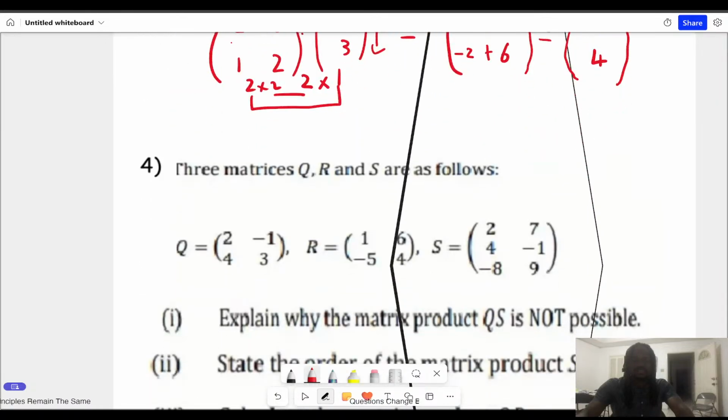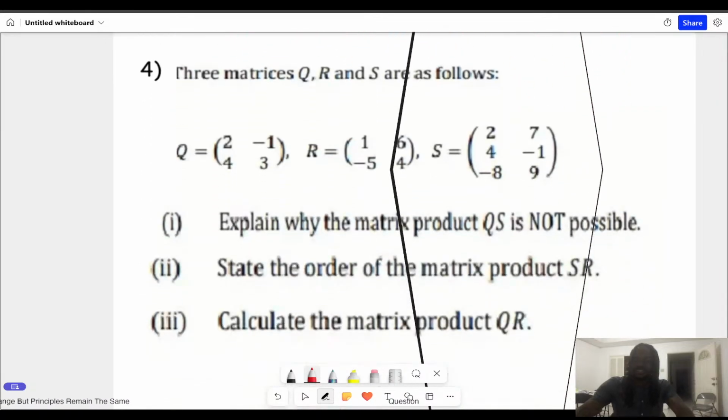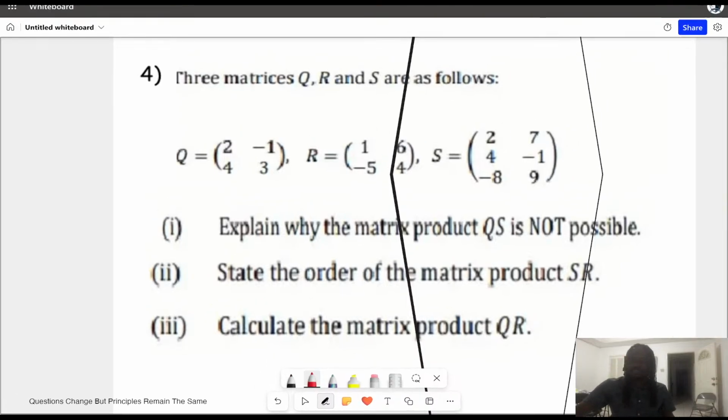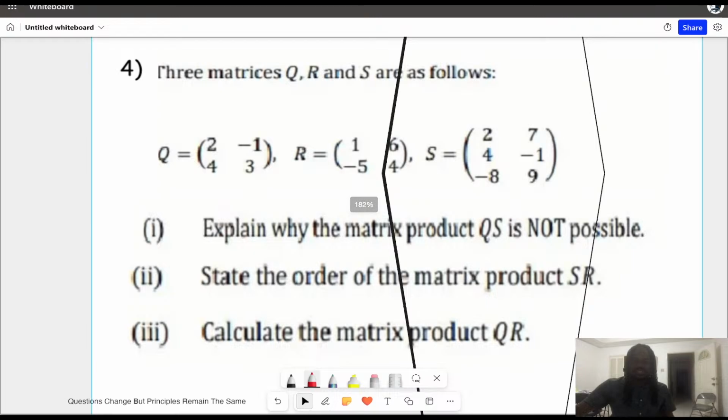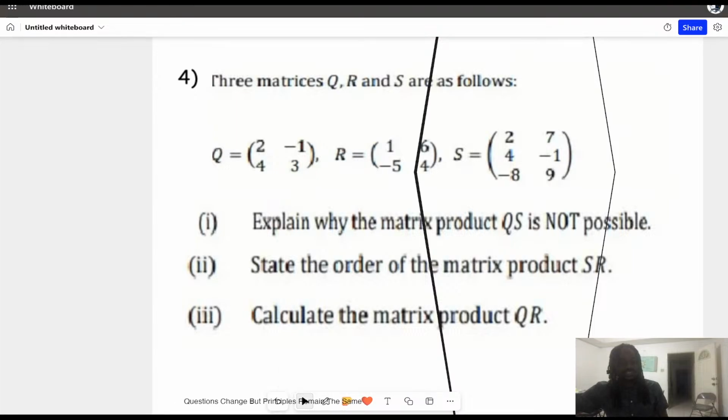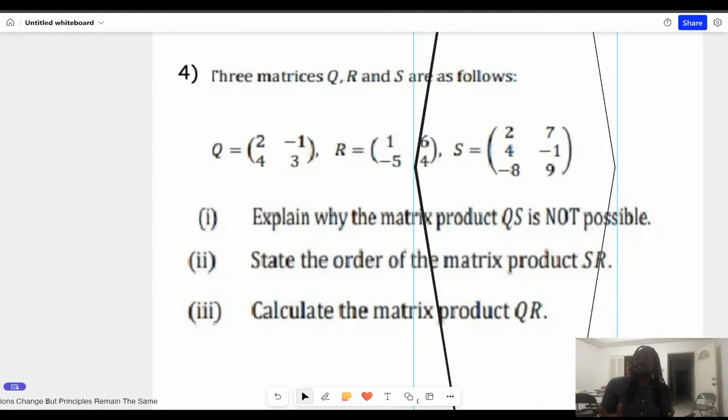Let's go again. Next, this one is a little bit more, so you need a little bit more time to try this one. Explain why the matrix product QS is not possible. So that's the first thing there. Can you tell us why QS would not be possible? Then state the order of the matrix product SR. You realize the question never asks if you multiply S and R. No. It's safe if you just state the order.